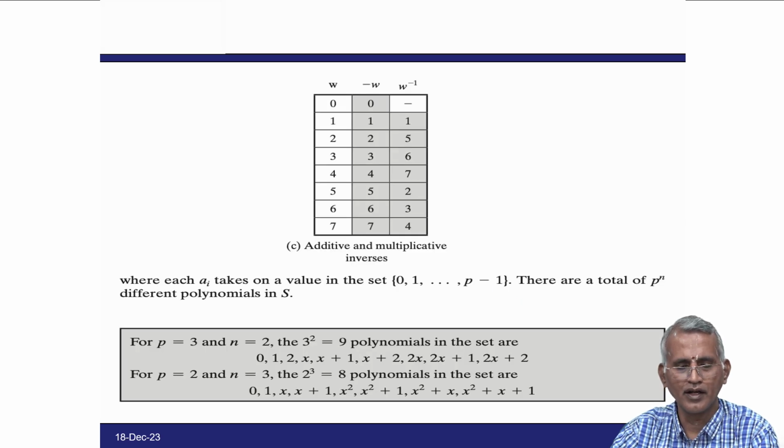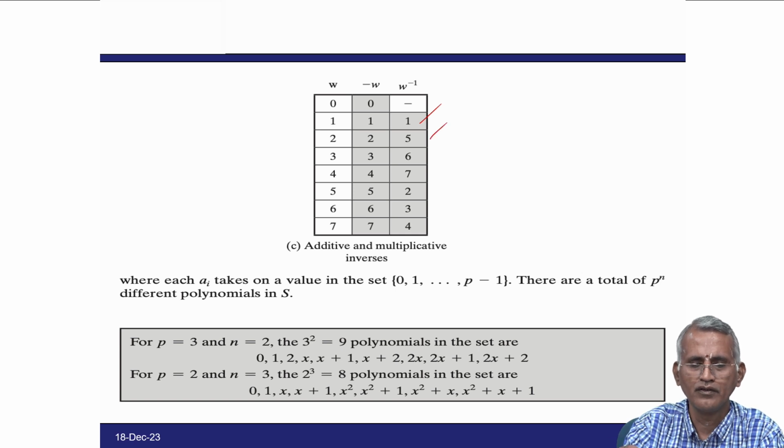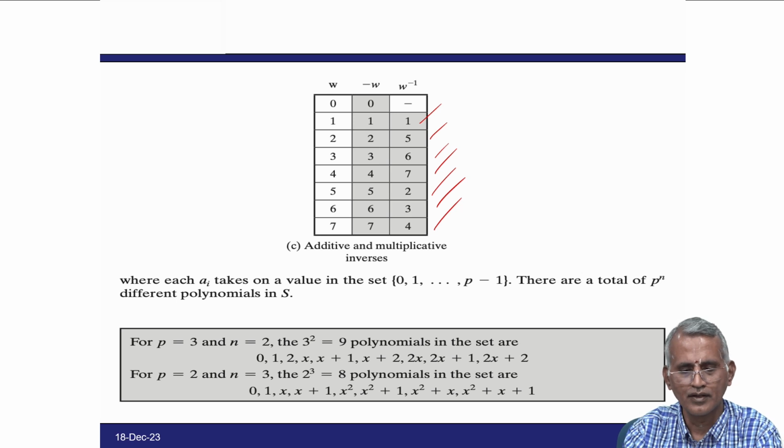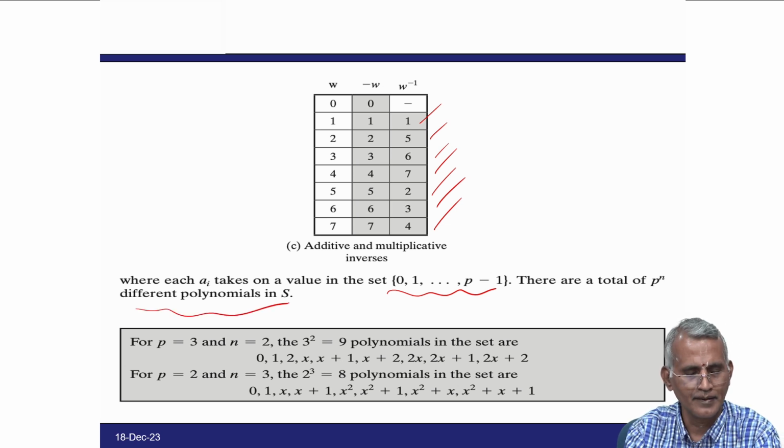Similarly, for additive and multiplicative inverses, 1 has the inverse 1, 2 has the inverse 5, 3 has inverse 6, 4 has 7, 5 has 2, 6 has 3, 7 has 4. So, it uses the integers modulo p, 0 to p minus 1. There are a total of p power n different polynomials in S.